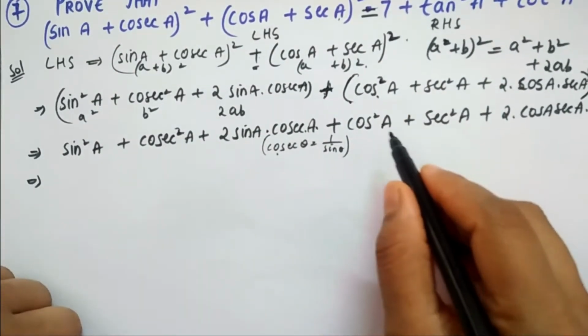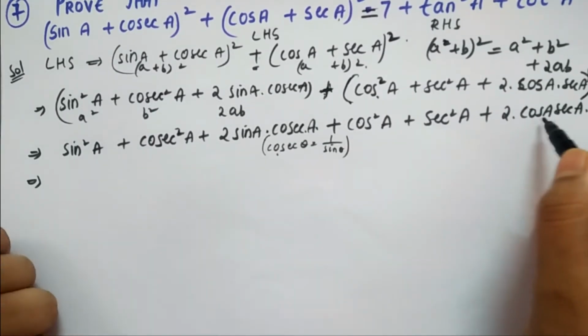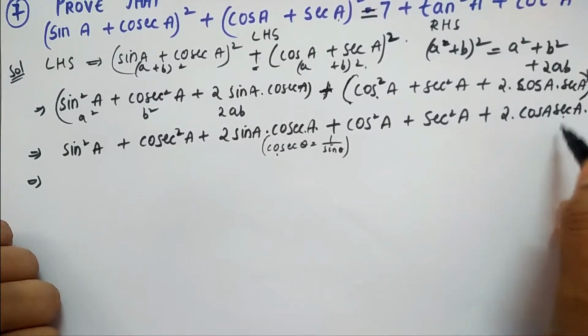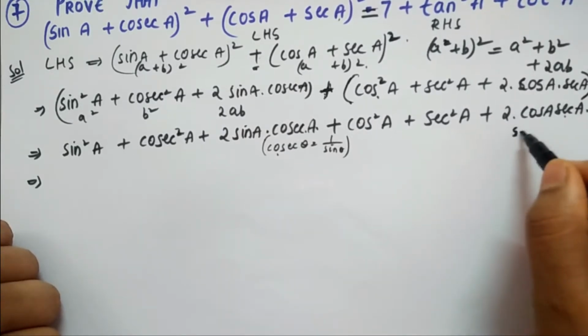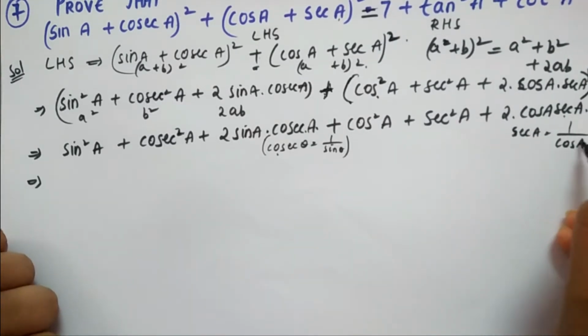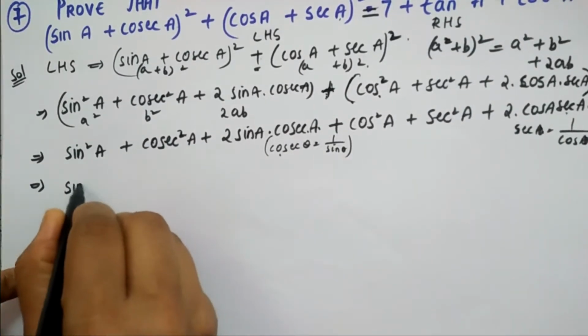Here in cos square A plus sec square A plus 2 into cos A into sec A, do we have any relationship between cos and sec? Yes. Sec A is nothing but 1 by cos A, right? Cos theta. So using this formula, we are just replacing the things.